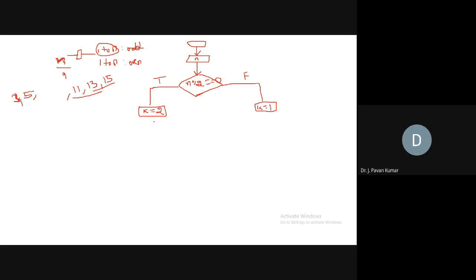Next, what is the next number to be displayed? We will display this k, right? First of all, we display k. Then we increment the k value by 2. Incrementing the k value by 2, we indicate using a rectangle. So k is equal to k plus 2. It is a computation, so we will represent it in a rectangle.